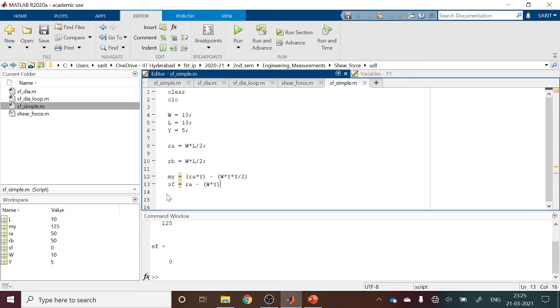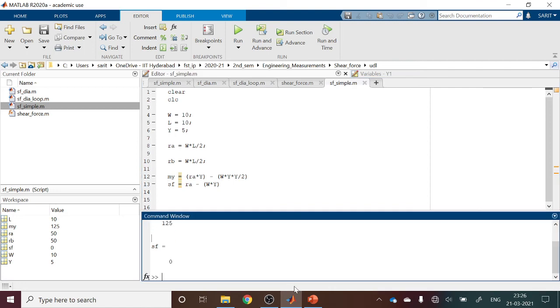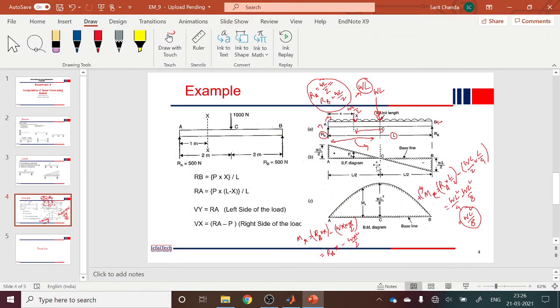Now if you run it, you will get the shear force and bending moment. Here we are finding them at the center, right? Our section is at the center. The total length of the beam is 10 meters and our section is at 5 meters, just in the middle. So how much will the shear force be? If you see the plot, this is the shear force diagram. At the center, the shear force is always 0, and the bending moment is maximum at the center, which is WL square by 8. So that's what we got.